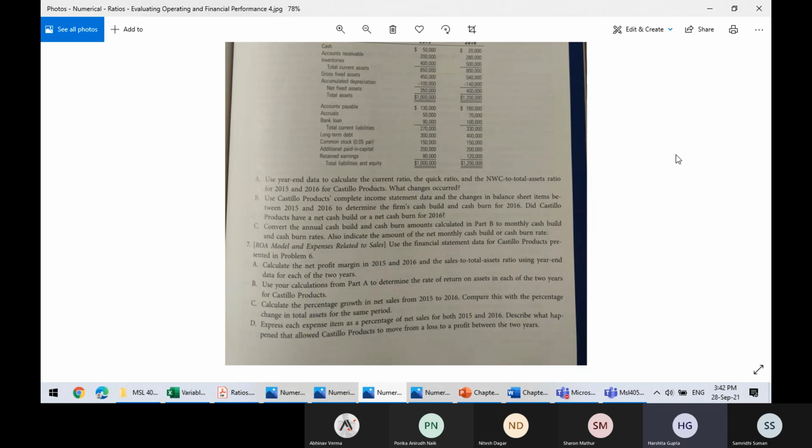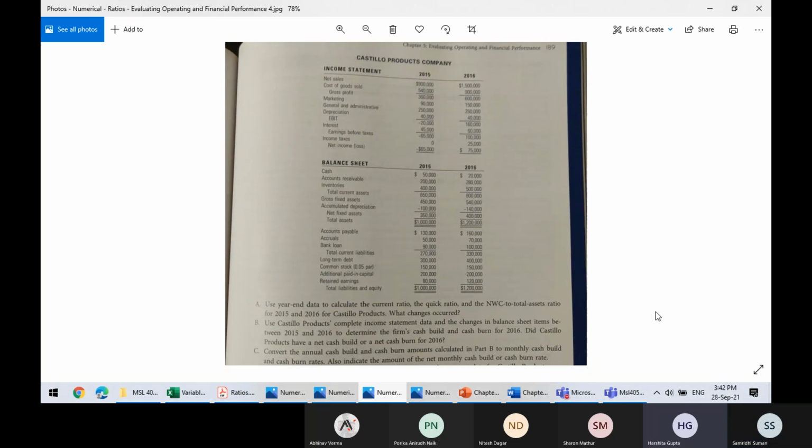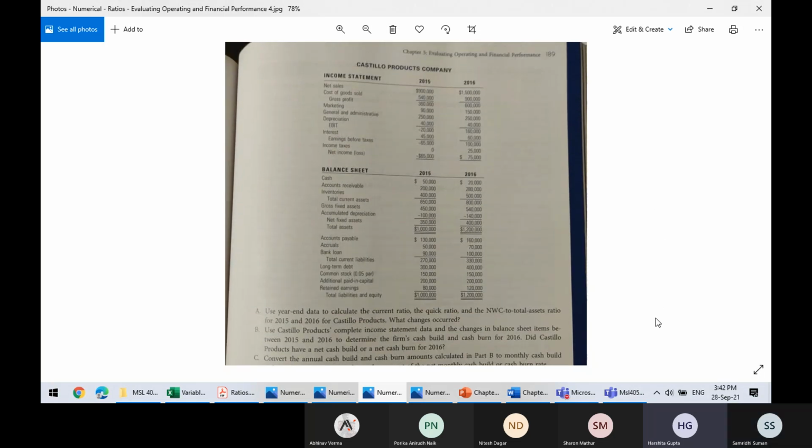All right, use the financial statements data for Castillo Products provided in problem number 6 and calculate the net profit margin for 2015 and 2016 and the sales to total assets ratio using year-end data for each of the two years. If we look at question number 6, the data is available there. First we have to calculate the net profit margin ratio, right?